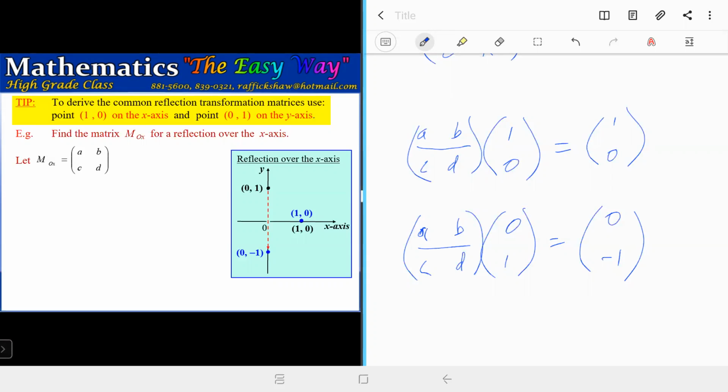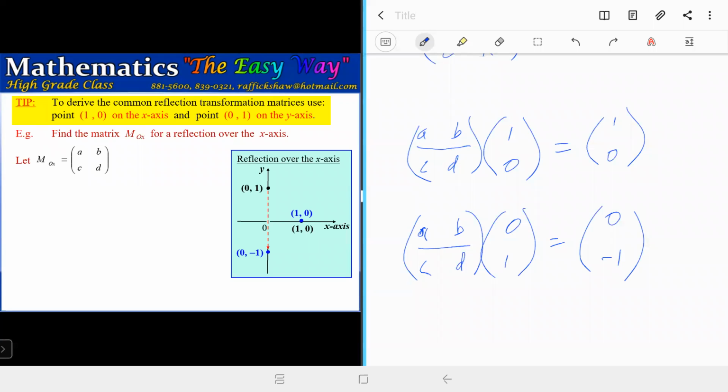But the reason why I use 1 point on the y-axis and 1 point on the x-axis is because the point on the x-axis is going to give you the A and the B, and the point on the y-axis is going to give you the C and the D. That's how it works.